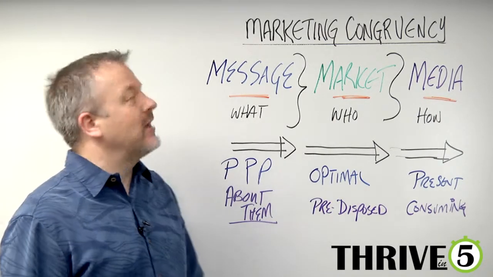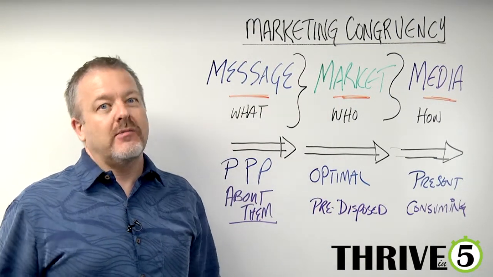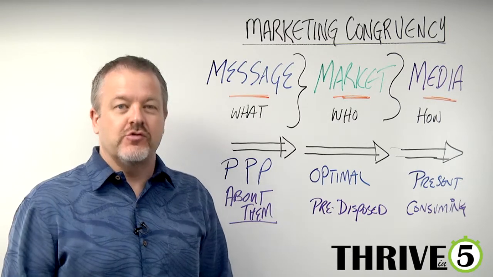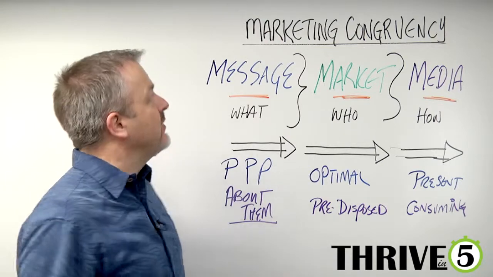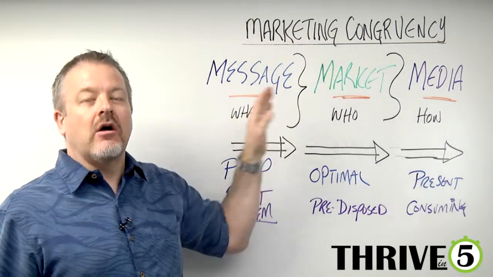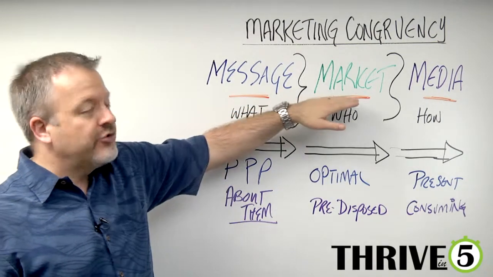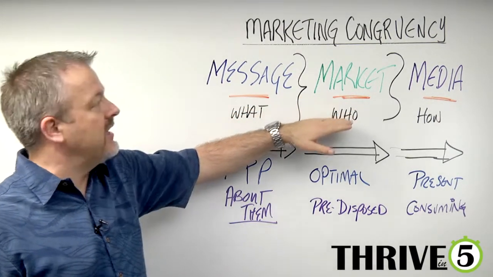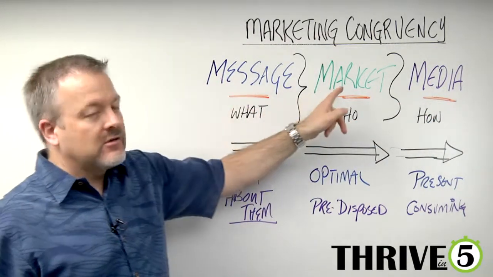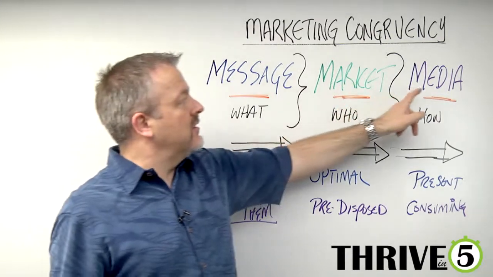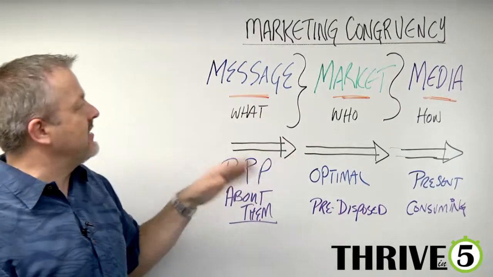This week we're going to be talking about marketing congruency. Marketing congruency is all about making sure that any marketing you do lines up and works because it's lined up. So let me explain. Marketing congruency is all about making sure that you're delivering the right message to the right market or marketplace via the appropriate media. So, right message to the right market via the right media. And if you miss that and you get that off alignment, things don't work so well.